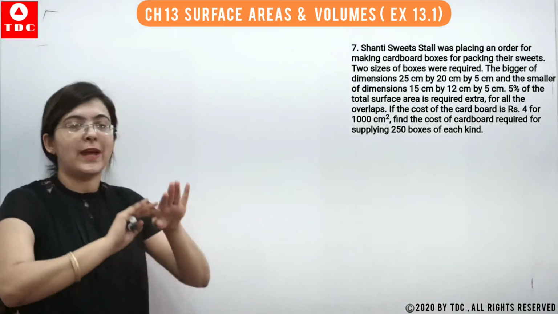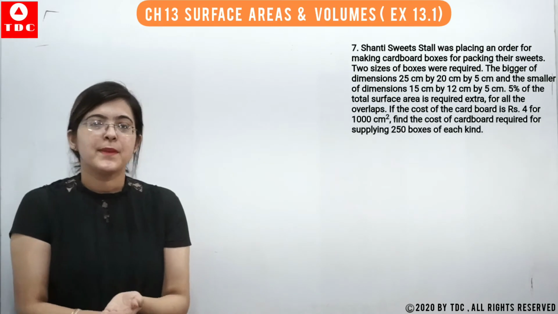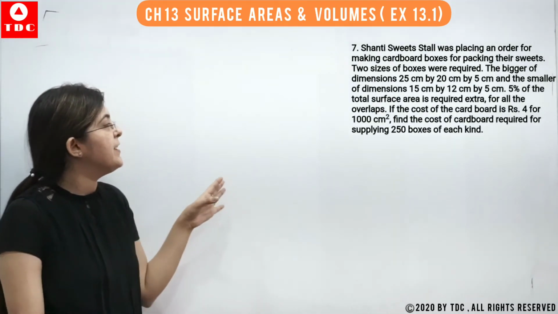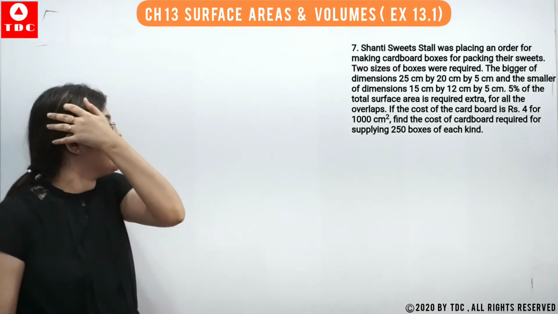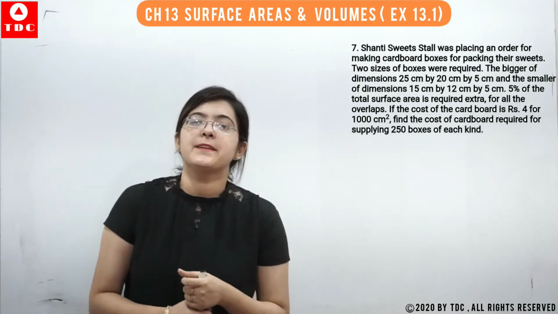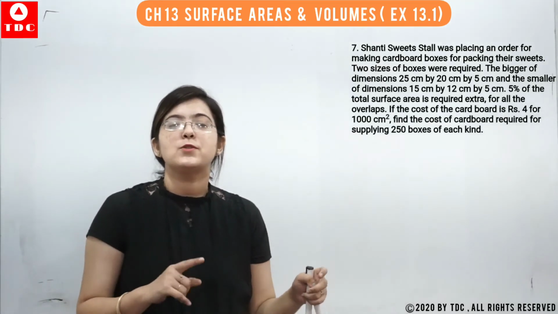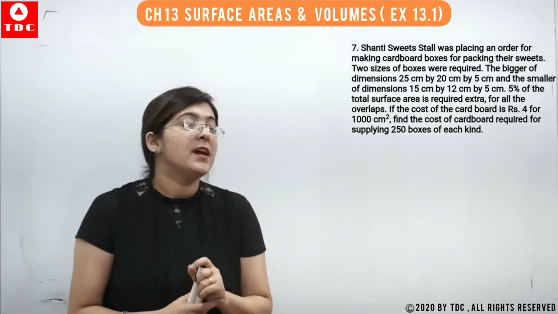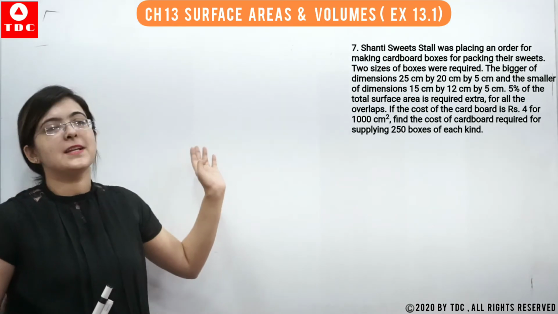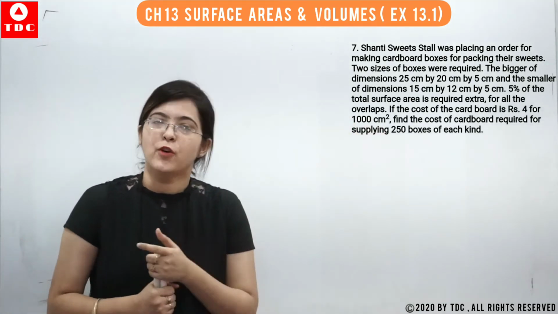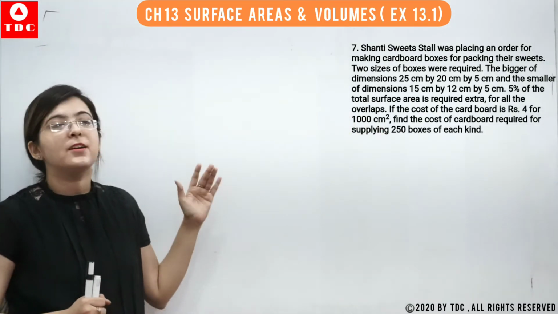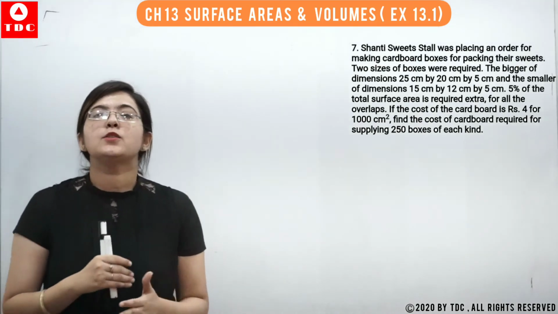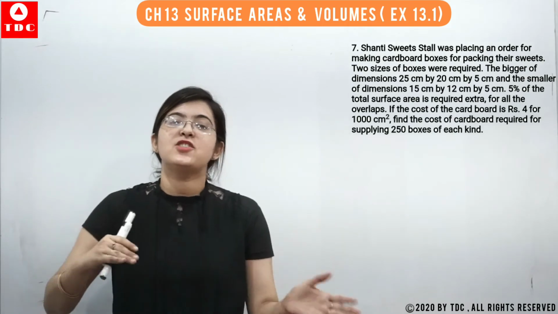Okay, so now you have to find the cost of the cardboard if it is rupees 4 per 1000 centimeter square. Till now we were used to being given the cost per 1 centimeter square. Here it is given that 1000 centimeter square costs rupees 4. You have to find the cost of cardboard required for supplying 250 boxes of each kind.